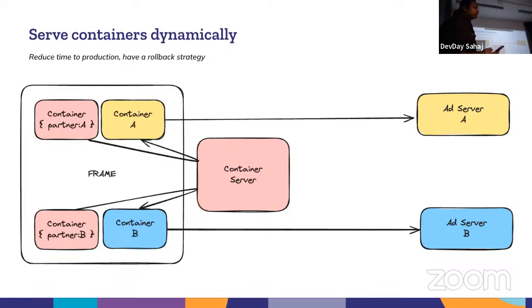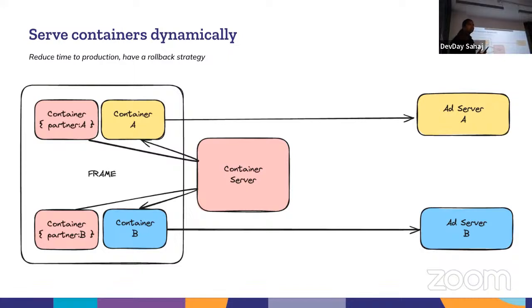So what do we get from this? The next time we want to change something, like we want to change this container A or B, we can do that change without relying on the scheduling team, because we own the container server. We can change the code and say, oh, for this particular frame ID, let's say it's a test frame.